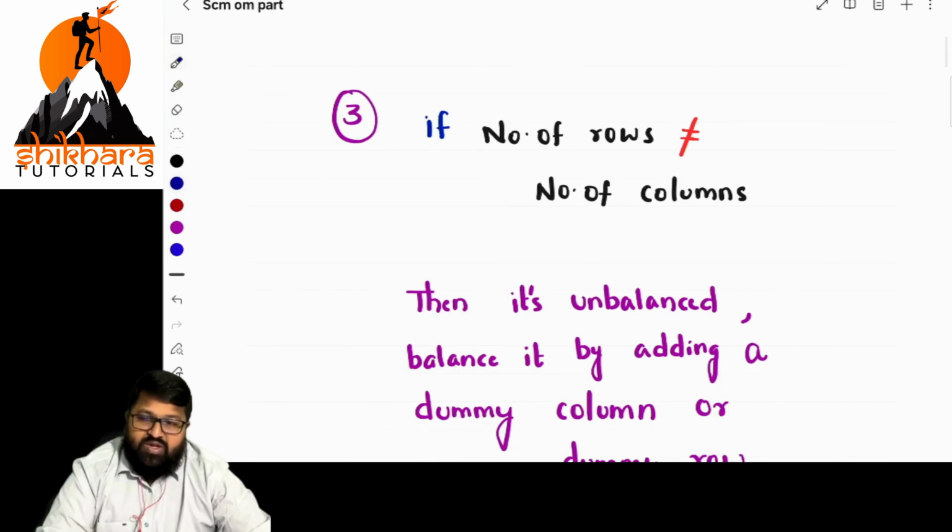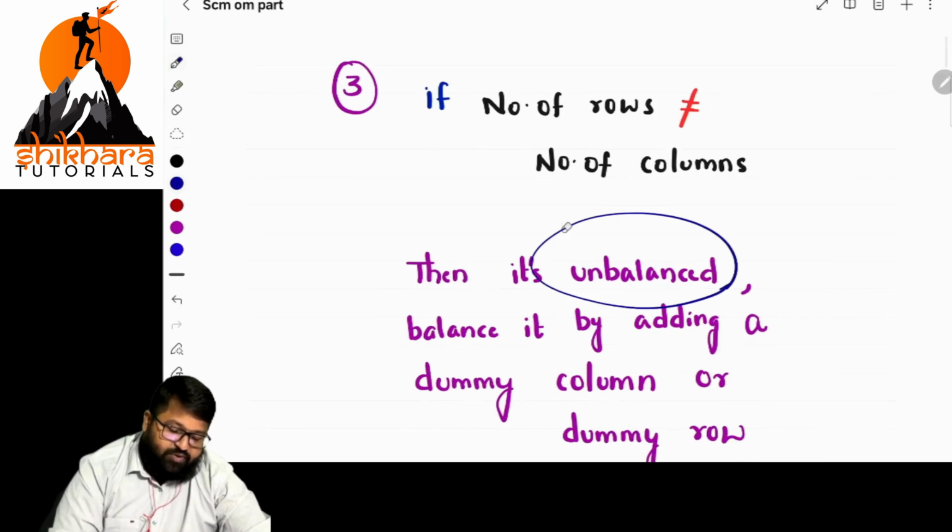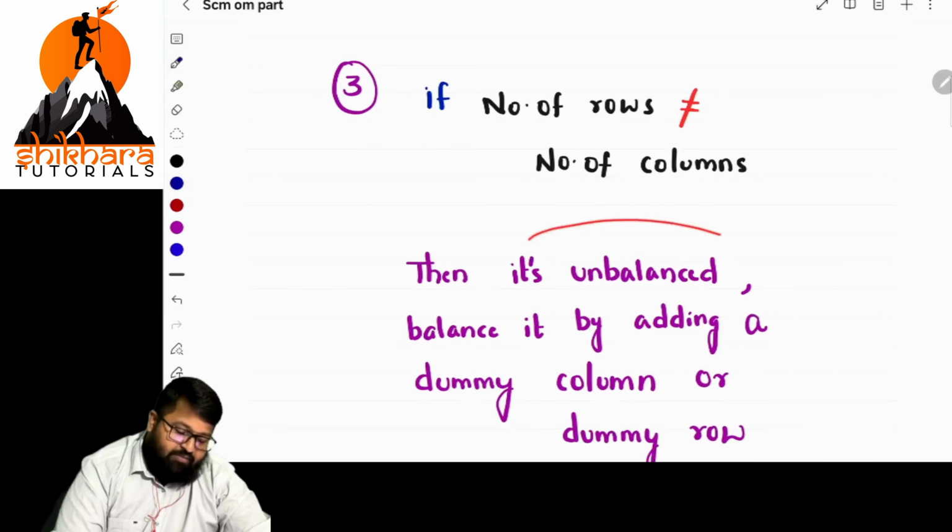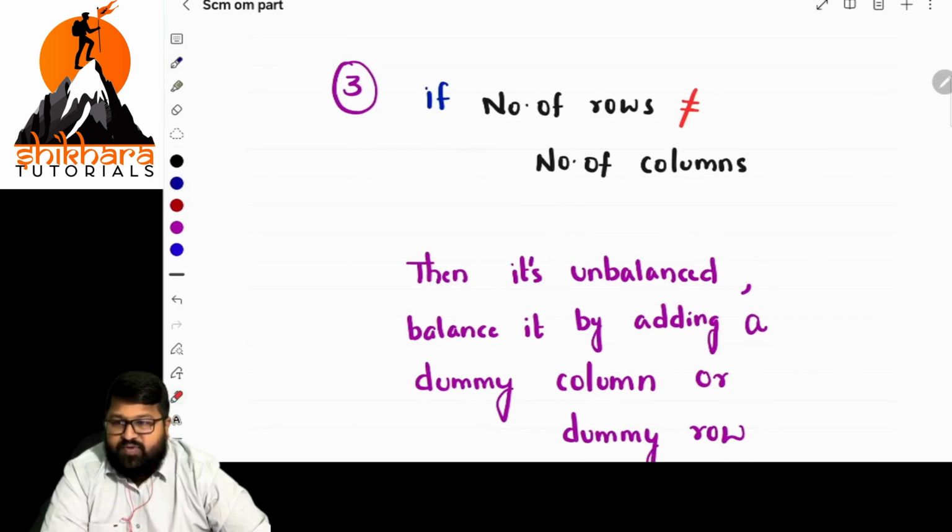If it is not equal, it is known as an unbalanced matrix. What is it known as, ma? It is known as an unbalanced matrix. We have to balance it. We cannot solve the problem with an unbalanced matrix. We have to balance it and then we have to solve.